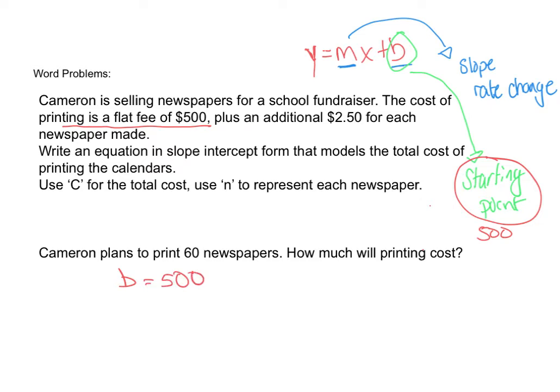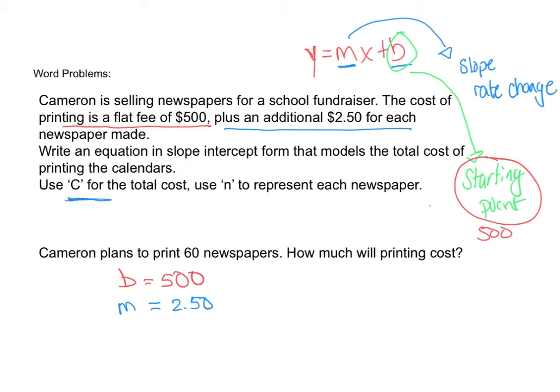Then he also has to pay an additional $2.50 for each newspaper made. So plus the 500, he needs to add on $2.50 for every newspaper. So that is my rate of change, my slope. If I print 2 newspapers, I pay $5. If I print 1 newspaper, I pay $2.50.